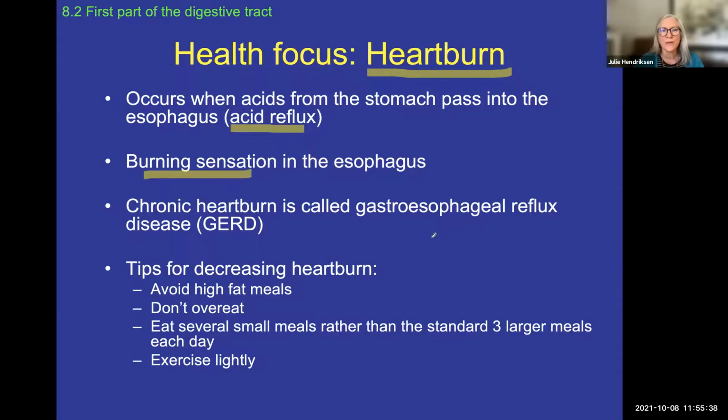If this is chronic, this abbreviation GERD is gastroesophageal reflux disease. So this would be a chronic condition that would need to be managed so that you don't have this chronic heartburn feeling. All right, and some suggestions here about how to decrease that incidence of heartburn.